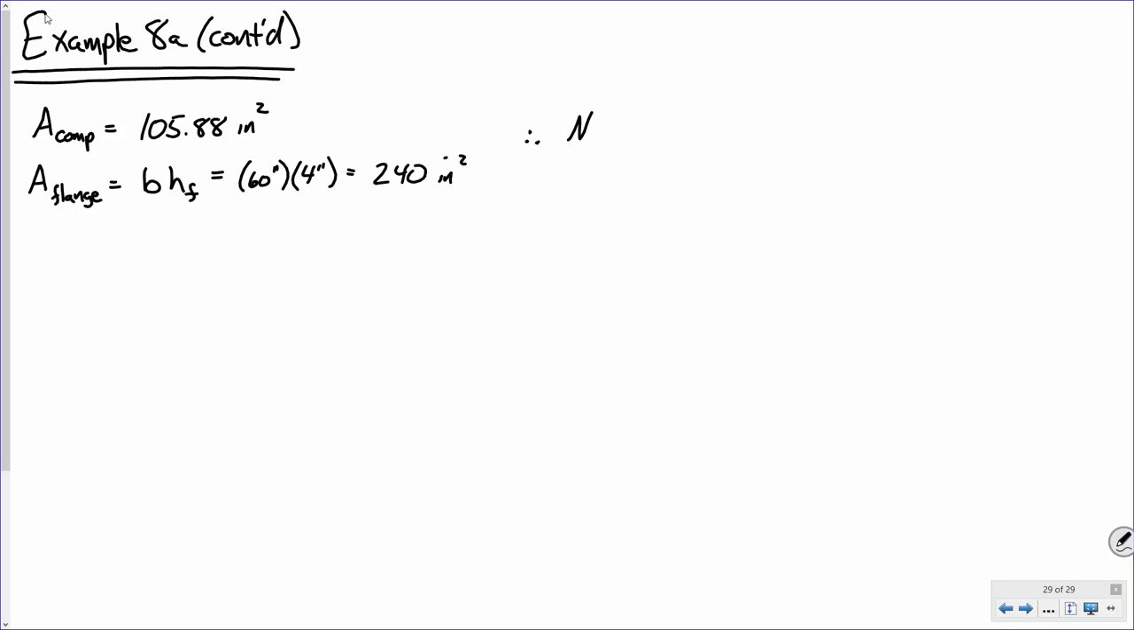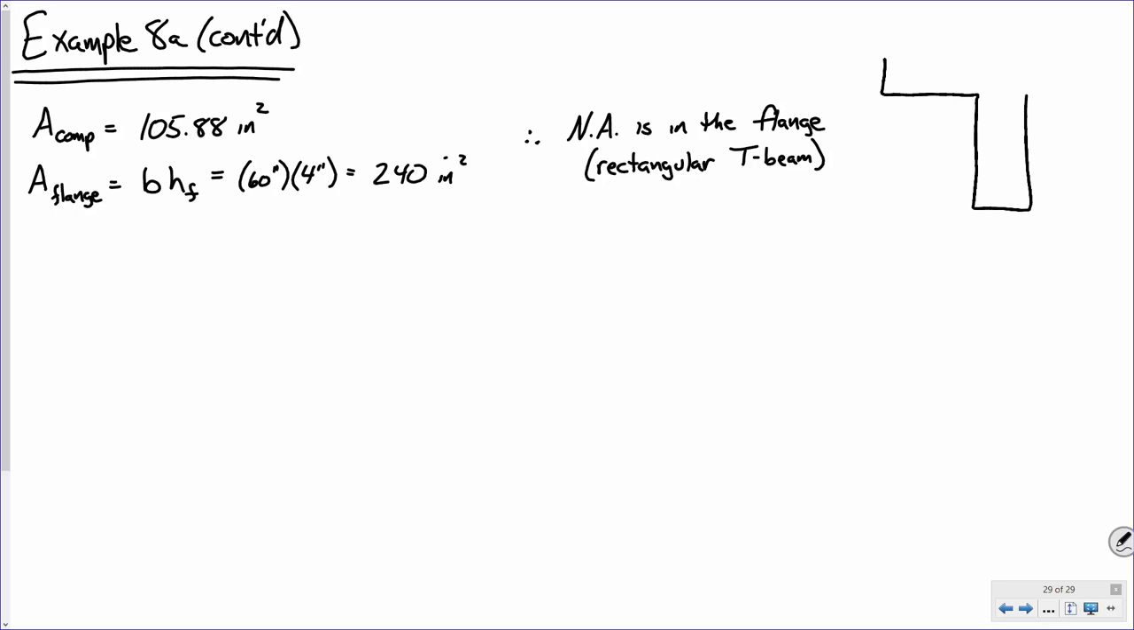All right, what does this observation mean? It means two things. The NA is within the flange, and because of that, we are dealing with a rectangular T-beam. Because here's what's going on. Here's your T-beam. We've got our steel in tension, and then my compression, okay? Think about this. How much area is in compression? 105.88. But how much area is in the flange? About 240. So what we're saying is that my compressive area probably looks a little something like this.